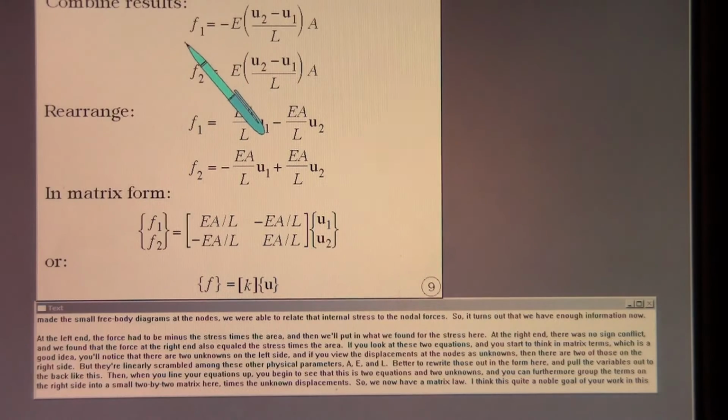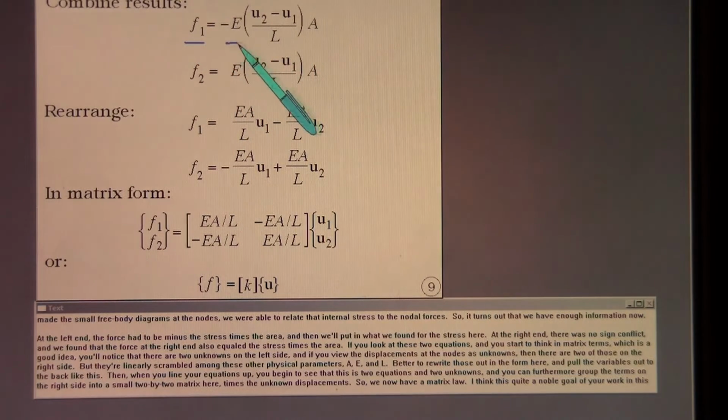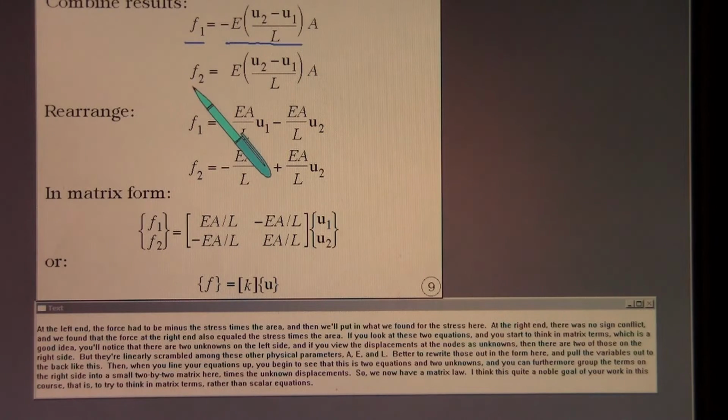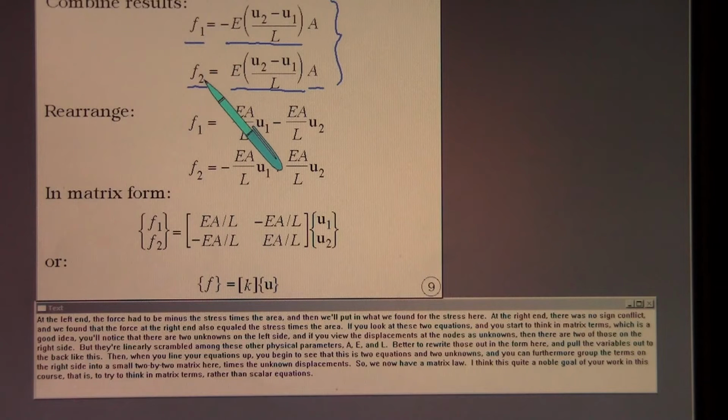At the left end, the force had to be minus the stress times the area, and then we'll put in what we found for the stress here. At the right end, there was no sign conflict, and we found that the force at the right end also equaled the stress times the area. And if you look at these two equations, and if you start to think in matrix terms, which is a good idea, you'll notice that there are two unknowns on the left side.